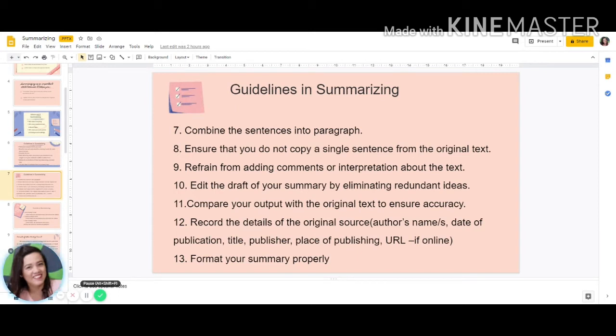Edit the draft of your summary by eliminating redundant ideas. Compare your output with the original text to ensure accuracy. Record the details of the original source, such as author's name, date of publication, title, publisher, place of publishing, URL if it's online, and lastly, format your summary properly.